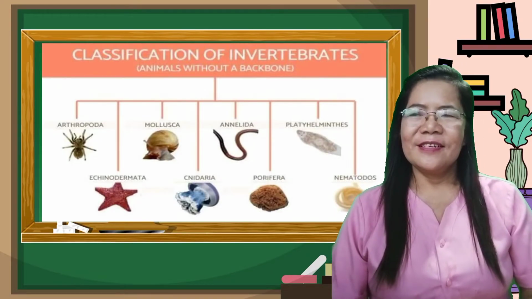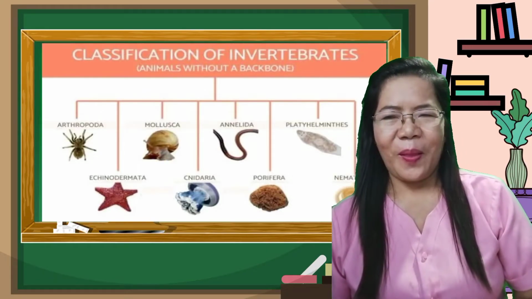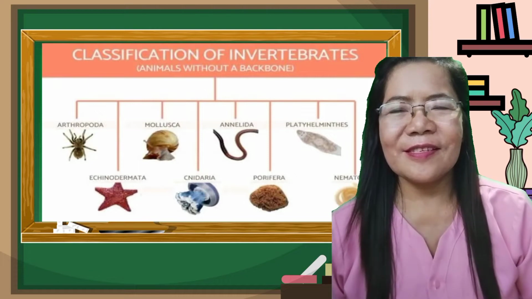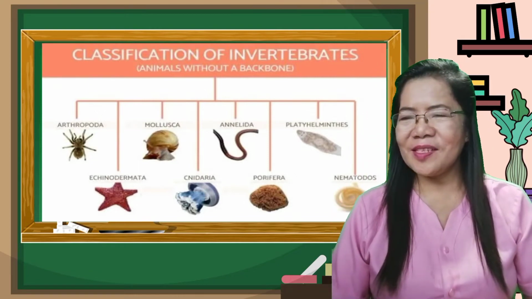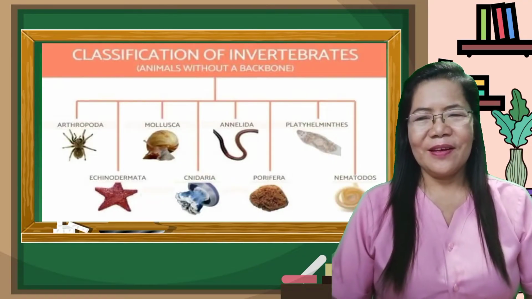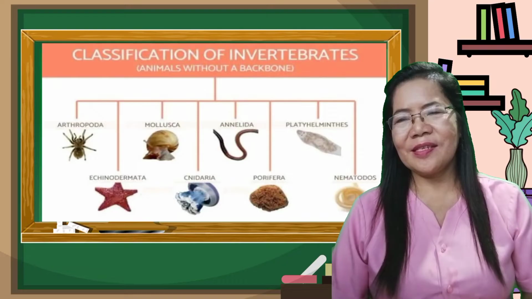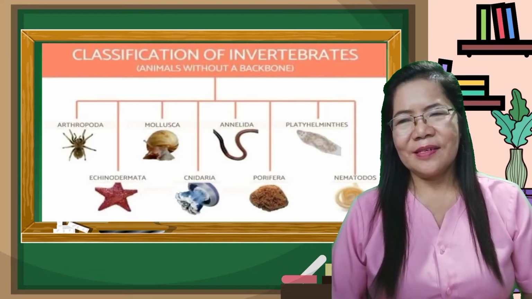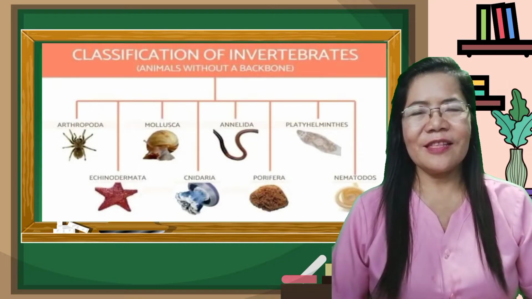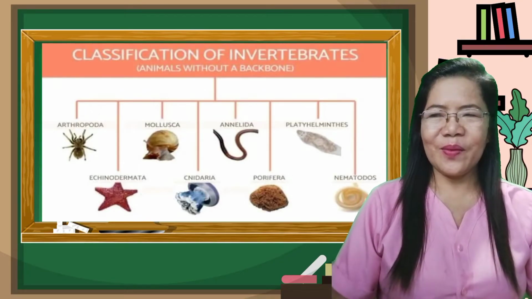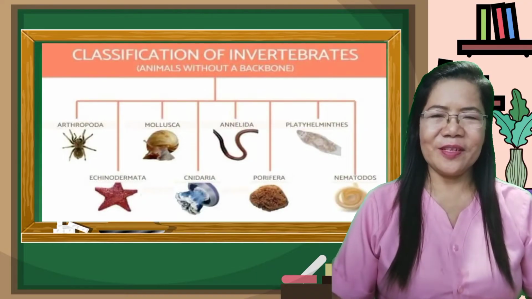arthropods, mollusks, annelids, flatworms, roundworms, segmented worms, sponges or poriferans, and nematodes. So those are the different classifications of invertebrates.